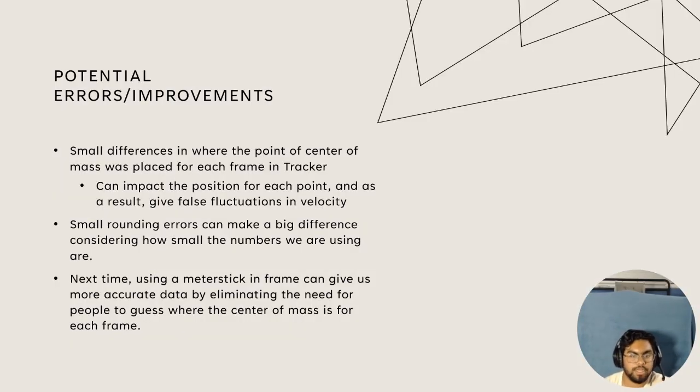So some potential errors or improvements. There were small differences in where the points of the center of mass were placed for each frame in Tracker, which can impact the position for each point and give false fluctuations in velocity. Also, small rounding errors can make a big difference because a lot of the numbers we're using are small in this experiment. Next time, I think a meter stick in the frame could give us a more accurate result by allowing us to place our tracking better on Tracker.